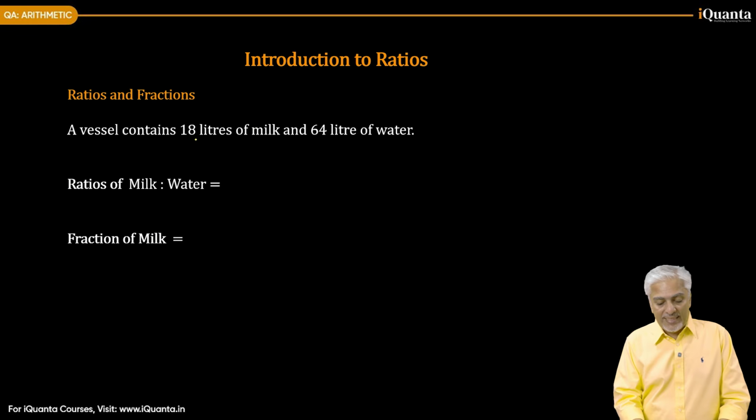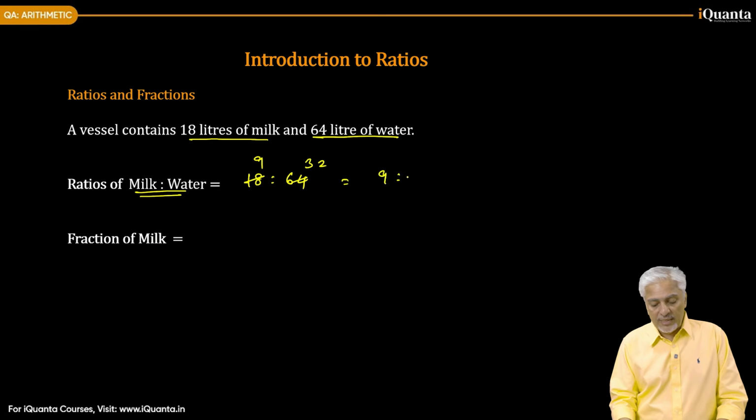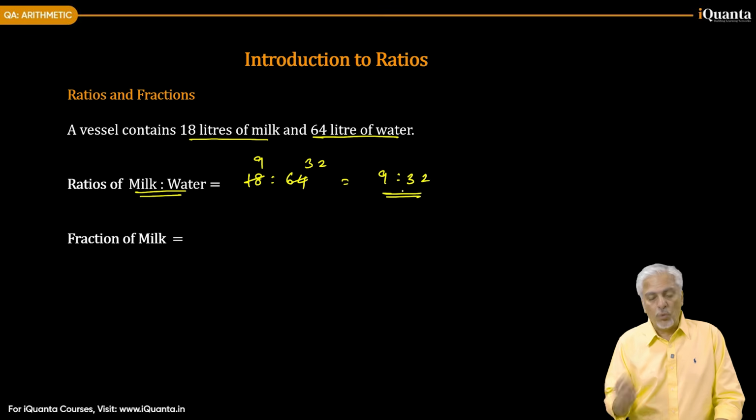Now, a vessel contains 18 liters milk and 64 liters water. What is the ratio of milk to water? That becomes very easy. Milk was 18, water was 64. So the ratio becomes 18 is to 64. I can reduce this to 9 is to 32. So the ratio is 9 is to 32 between milk and water.